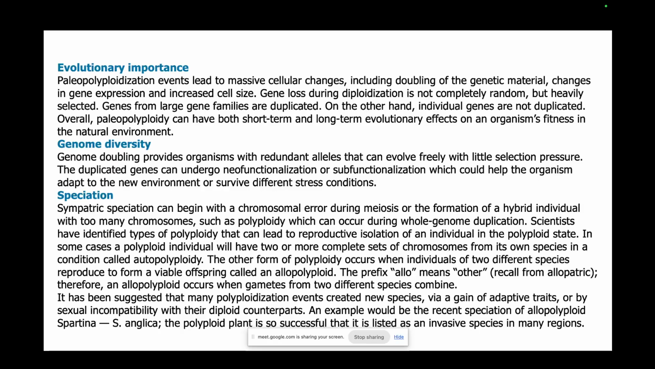We have identified different types of polyploidy that can lead to reproductive isolation of an individual in the polyploid state. In some cases, polyploid individuals will have two or more complete sets of chromosomes from its own species in a condition called autopolyploidy. The other form of polyploidy can occur when individuals of two different species reproduce to form a viable offspring, also known as allopolyploid, which is basically meaning other polyploid, right?